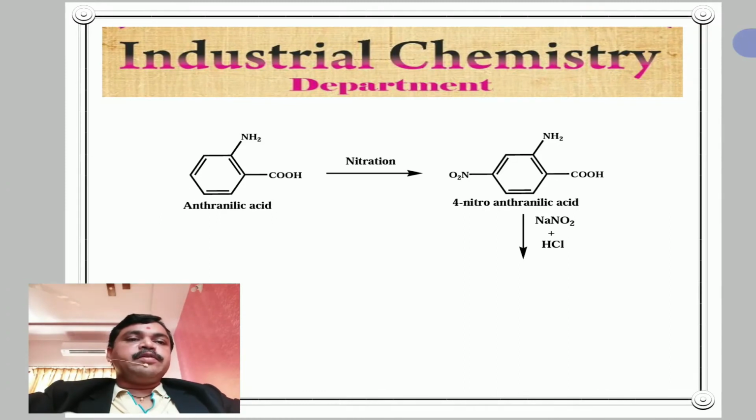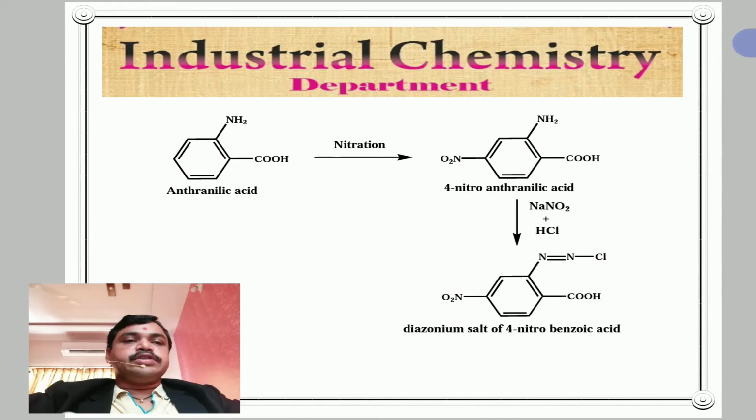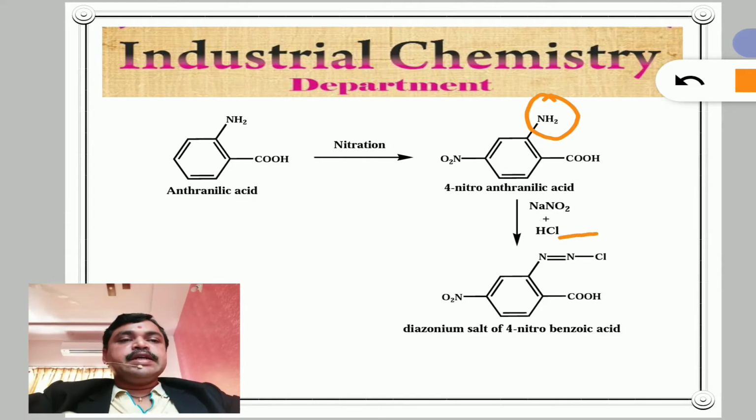On treatment with NaNO2 and HCl, 4-nitroanthranilic acid is converted into diazonium salt. Treatment with NaNO2 converts NH2. This NH2 is converted into N double bond N and Cl is also joined. So N2Cl, or N double bond N and Cl, is known as diazonium salt, diazonium chloride.